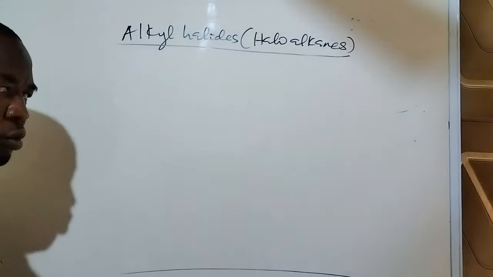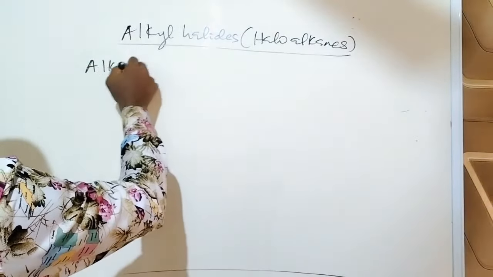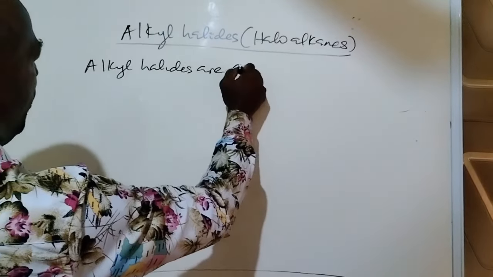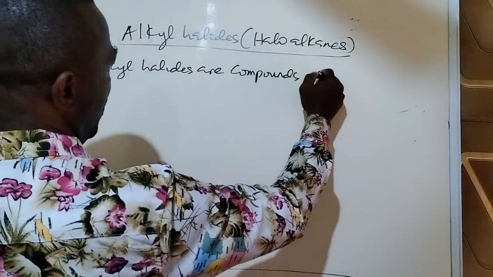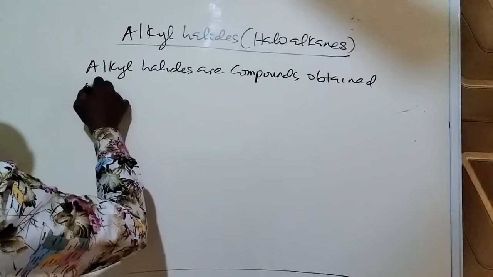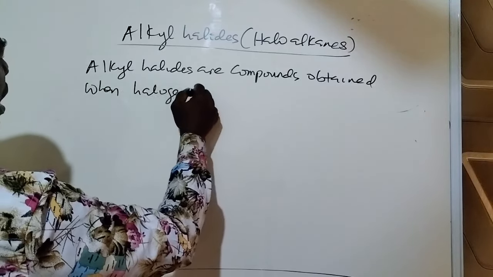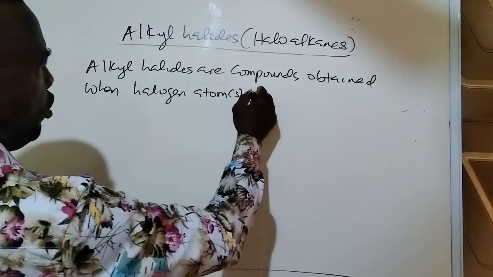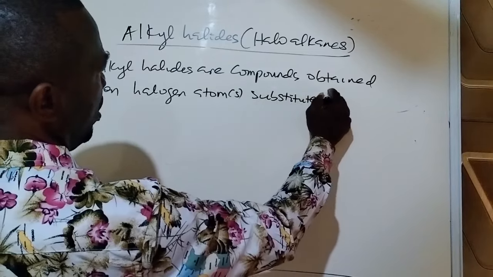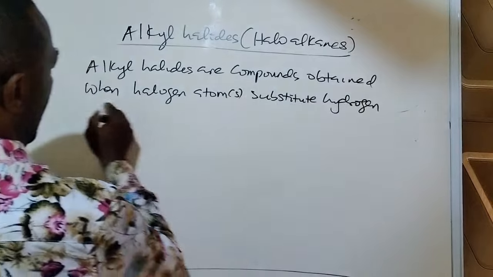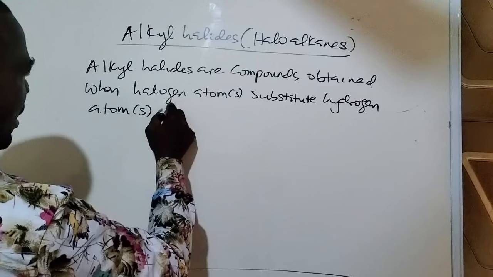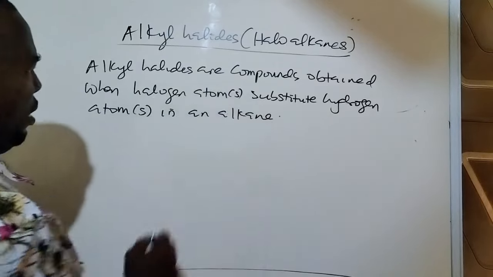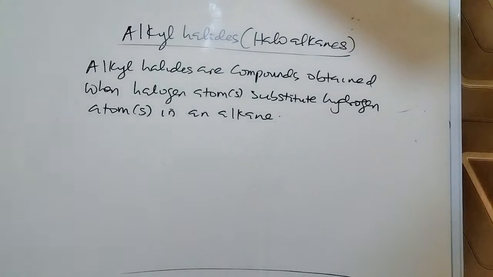Alkyl halides are compounds obtained when a halogen atom or atoms substitute or replace hydrogen atom or atoms in an alkane. Compounds obtained when either a halogen atom or halogen atoms replace hydrogen atom or atoms in an alkane, we call them alkyl halides.